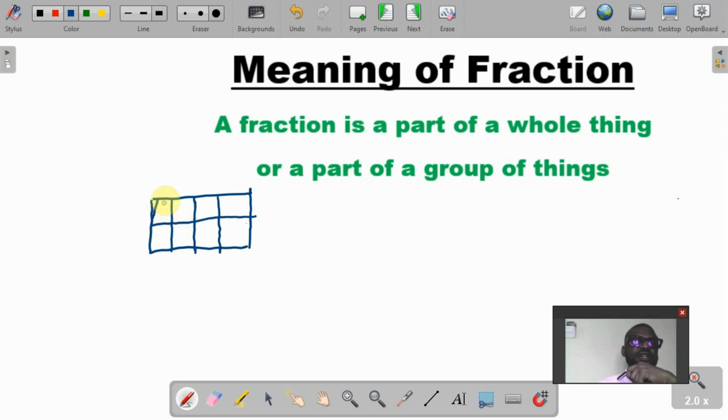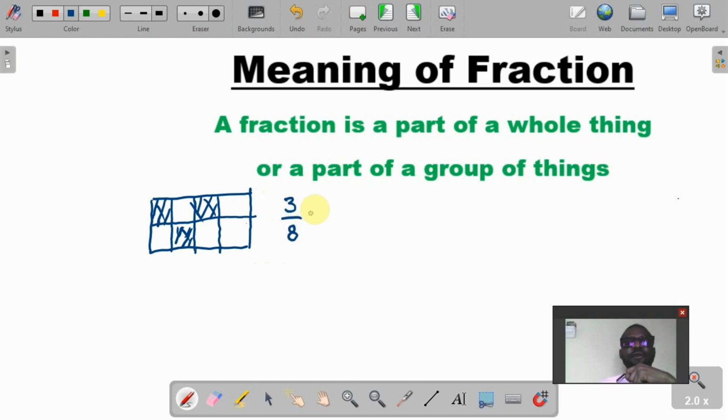So if I shade this part, this part again and this part, out of the 8 parts I've shaded 3. So the part that is shaded is 3 over 8. Now with this, you can see that a fraction can be expressed as a ratio of two numbers.